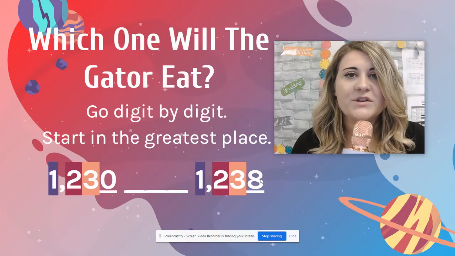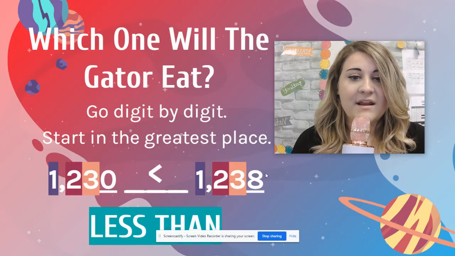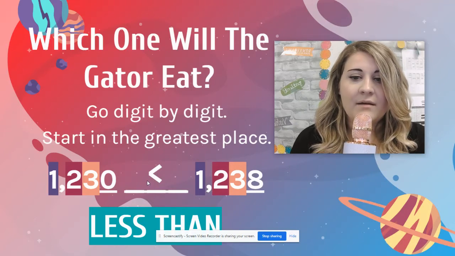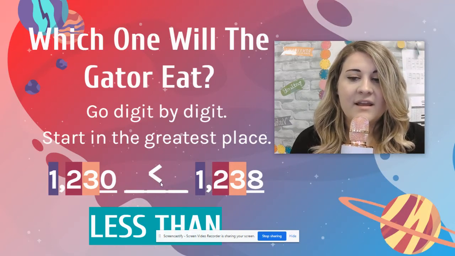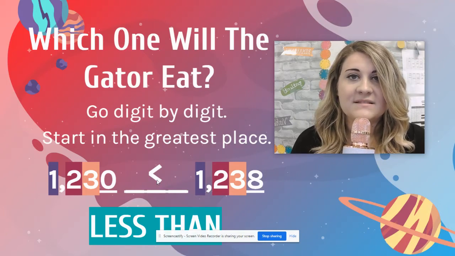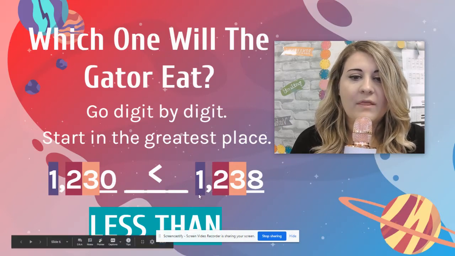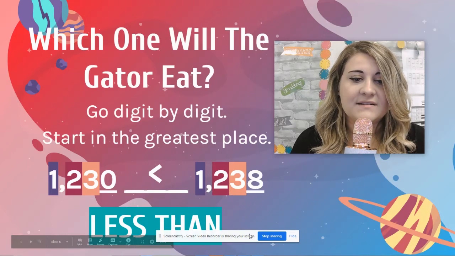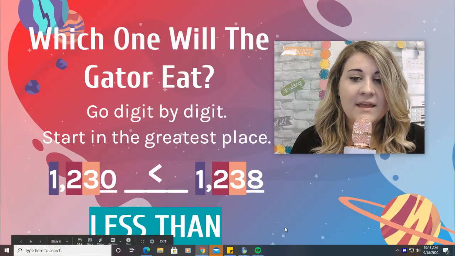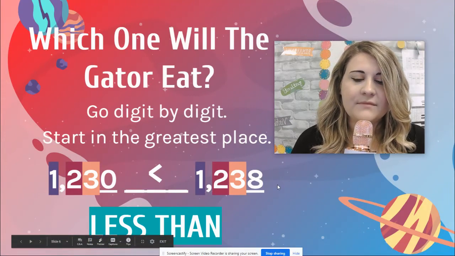So I can tell which one is the gator going to eat, 0 or 8. Well, 8 is bigger, so the gator is going to eat that one. I used this symbol, okay? And this symbol stands for less than. That's because when I read this sentence, now with this symbol in it, it should make sense. 1,230 is less than 1,238. And is that true? Yes, it is, because 0 is smaller than 8. So this is a less than symbol because it looks like an L. All right, let's keep rolling.